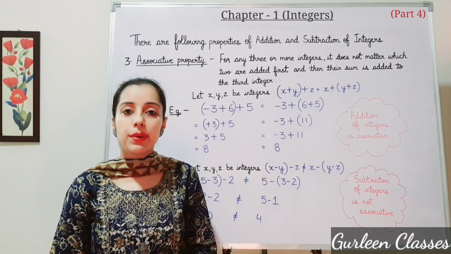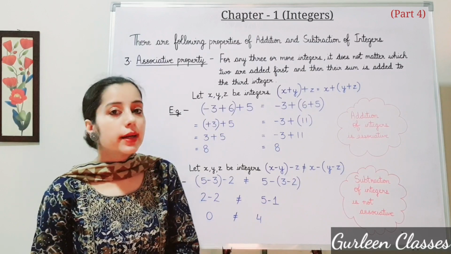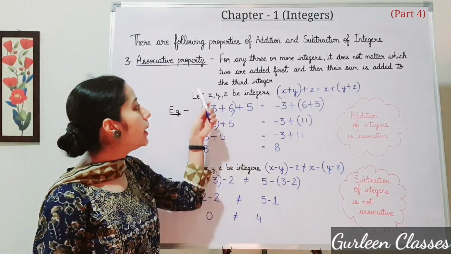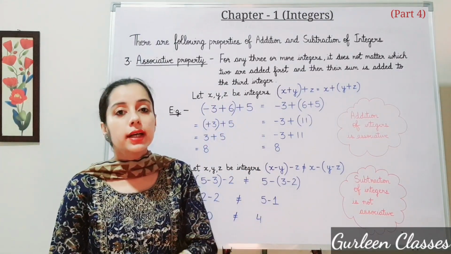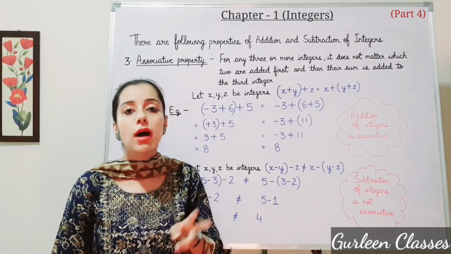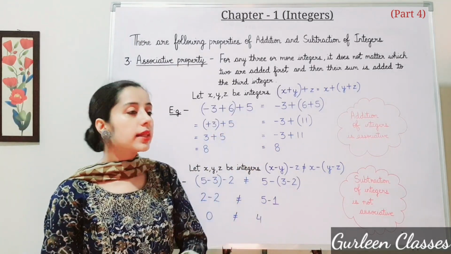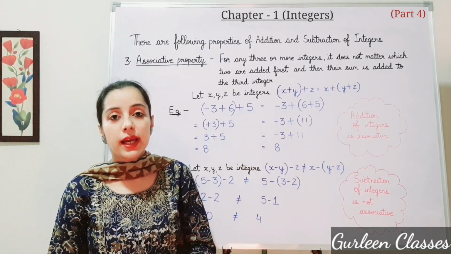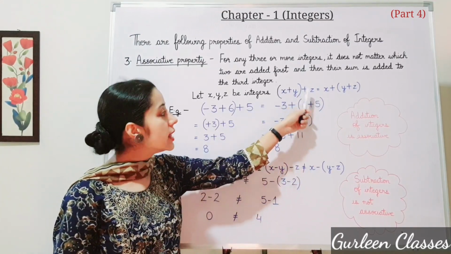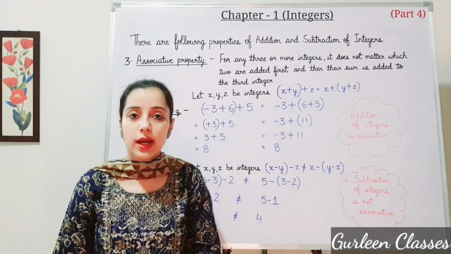Next, associative property of addition. For any three or more integers, it does not matter which two are added first, and then their sum is added to the third integer. So in terms of associative property of addition, it does not matter which two numbers you are adding first and then the third number. Here, x, y, z are integers. So (x plus y) plus z, where x plus y we are taking together, is equal to x plus (y plus z). So here y plus z we are taking together.